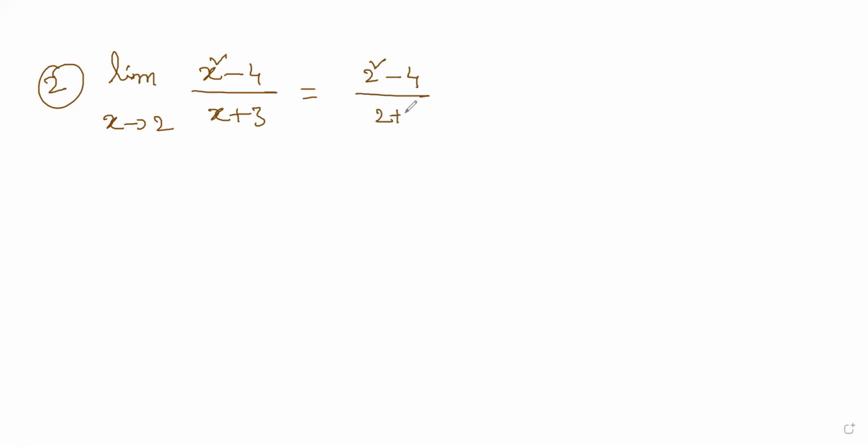The question number 2. Limit x tends to 2, x square minus 4 divided by x plus 3. Now, if you substitute 2 here, what do you get? On the top, you have 2 square minus 4 divided by 2 plus 3. So you have 4 minus 4 divided by 5. The answer is 0.